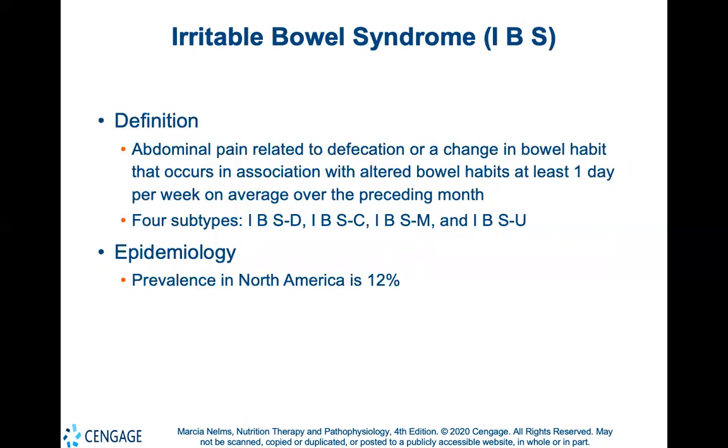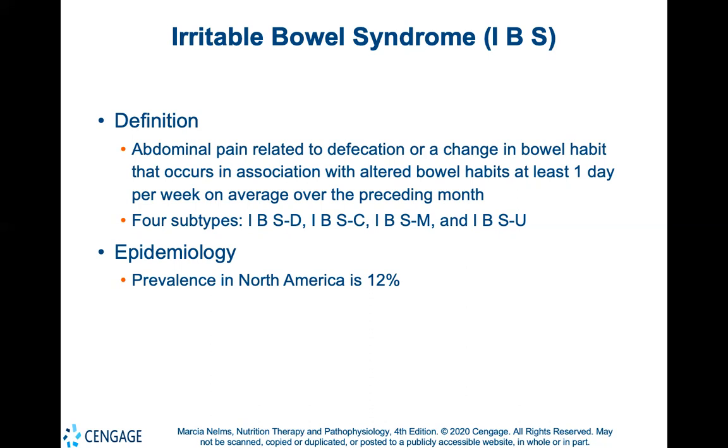Irritable bowel syndrome, or IBS. Currently, IBS is defined by abdominal pain related to defecation or a change in bowel habit that occurs in association with altered bowel habits at least 1 day per week on average in the preceding month. So there are 4 subtypes. You have IBS-D, which is diarrhea predominant, IBS-C, which is constipation predominant, IBS-M, which is a mix of diarrhea and constipation, and IBS-U, which is unclassified.